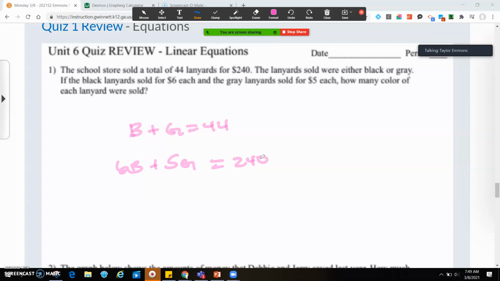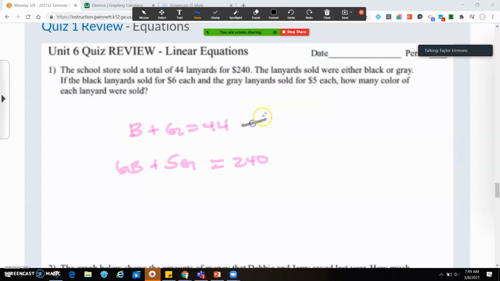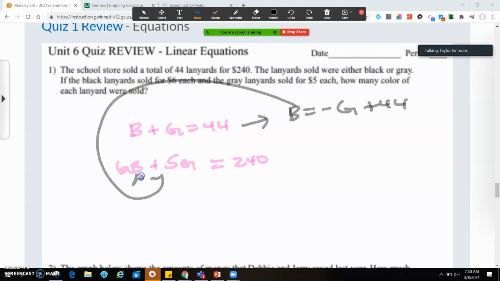All right, so you can do this either elimination, substitution, or you could actually graph it. I'm going to do substitution, so I'm going to take this first equation and solve for B. So that will give me negative G plus 44. I'm going to take this and plug it back in to this other equation.